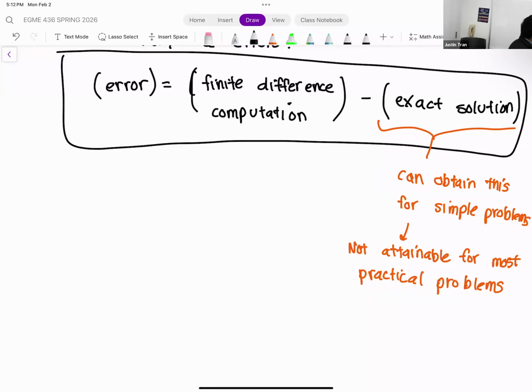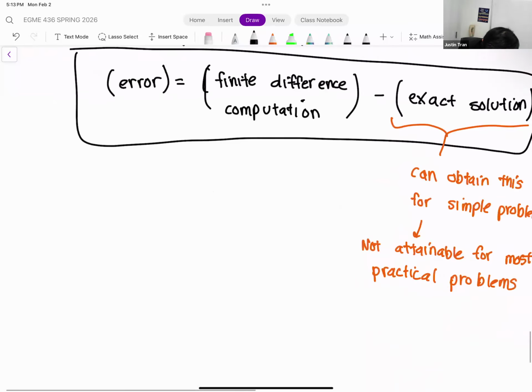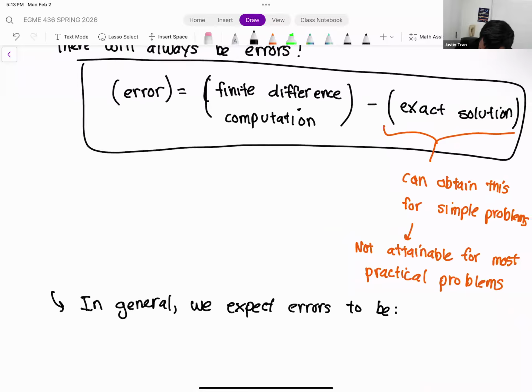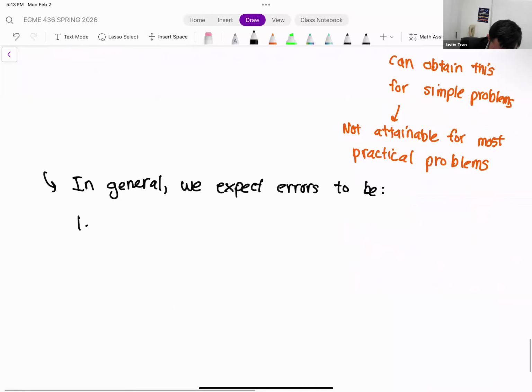Right. In some situations you can, but the error does behave in a certain way where we kind of expect the errors to be higher in some places than others. Right. And then I'm going to center this discussion around the boundary conditions. So, generally around the Dirichlet boundary conditions, we expect the errors to be minimum, if not exactly zero.